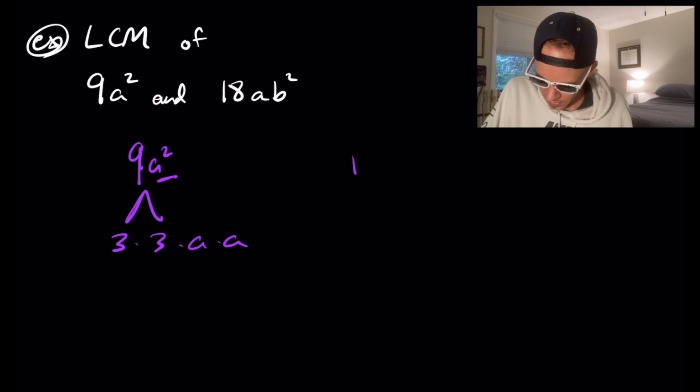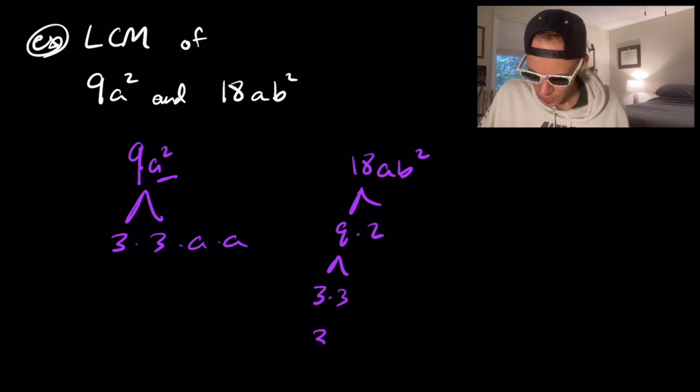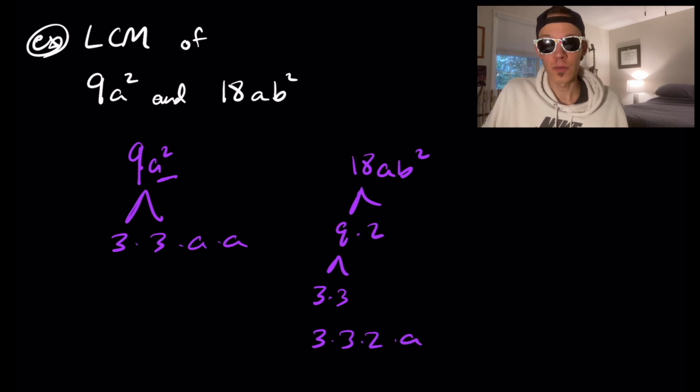All right, 18ab squared. Well, the 18 is going to break up into 9 times 2. The 9 breaks up into 3 times 3. So we'll have 3 times 3 times 2. And then just add your variables, times a, times b, times b.